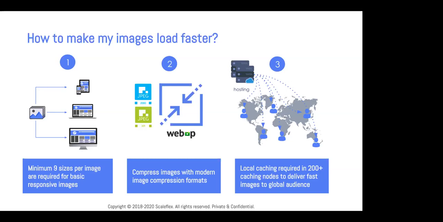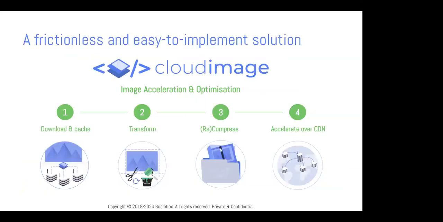So these are the 3 best practices and recommendations that we can give, and we also see them as challenges in the market. At Cloudimage, we provide one integrated solution to address those 3 challenges. And what we do is very simple. We're going to download your images, so you don't need to upload anything to us. We're going to fetch your images from where they're stored, regardless of whether it's on your web server, or on an Amazon bucket or Google Cloud Storage or Azure Blob.